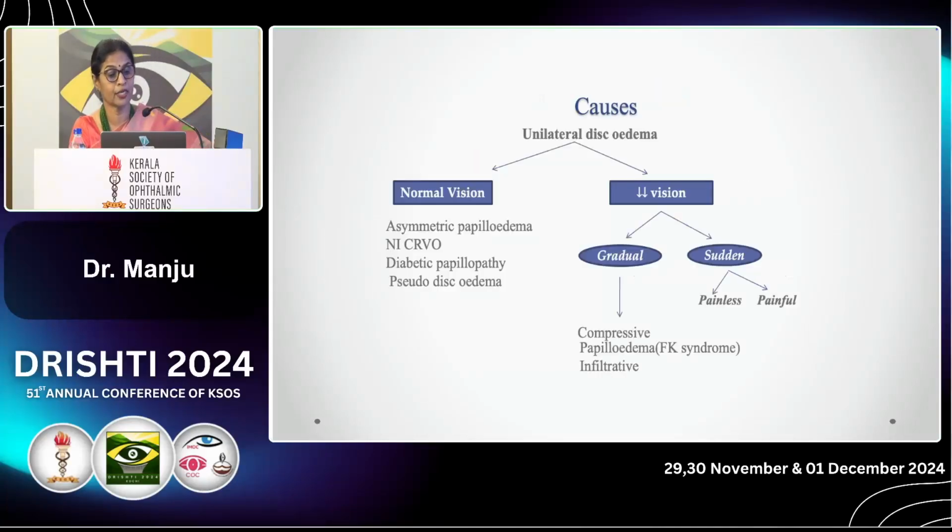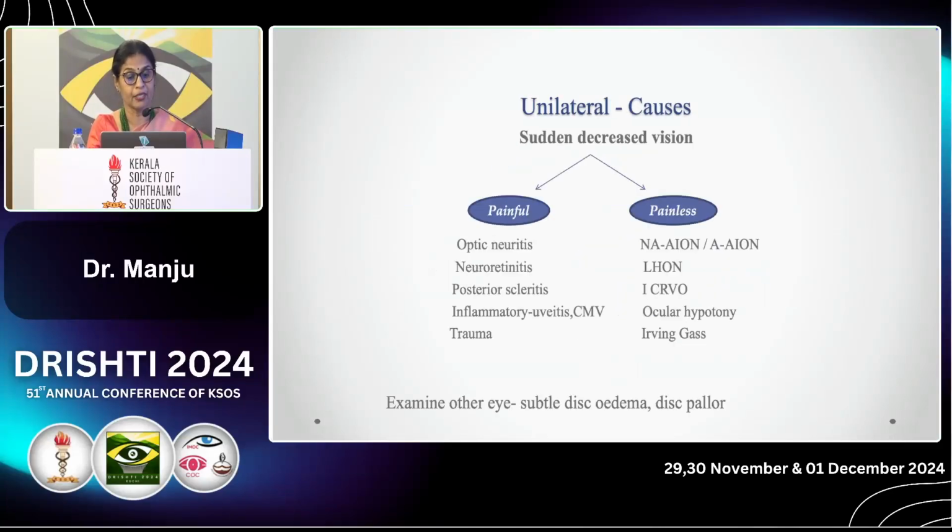Now coming to unilateral disc edema, again causes with normal vision: it may be an asymmetric papilledema, an early non-ischemic CRVO, or a diabetic papillopathy. If associated with decreased vision that is gradual, think of compressive or infiltrative lesions of the optic nerve, or it may be Foster Kennedy syndrome. Sudden can be painful or painless.